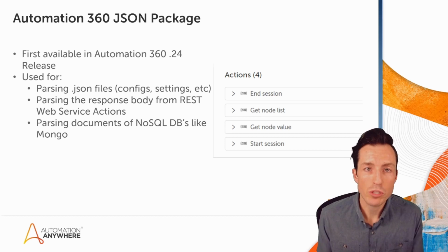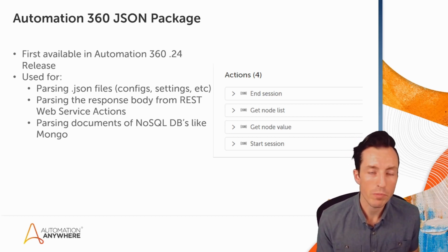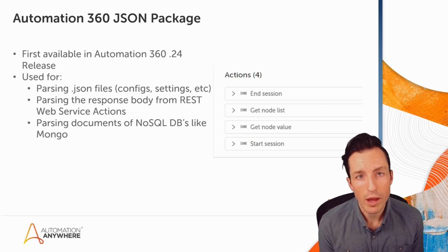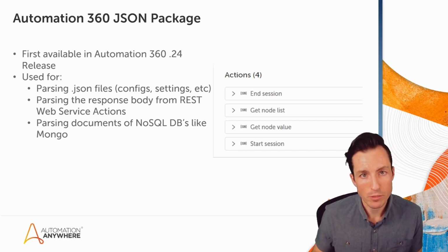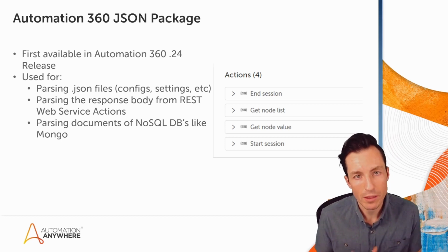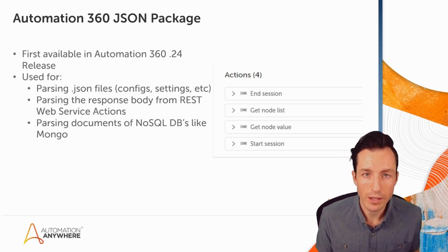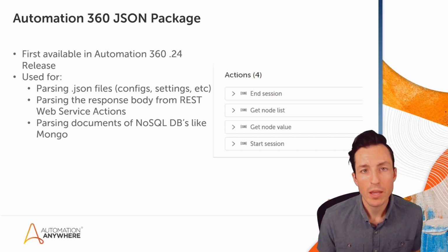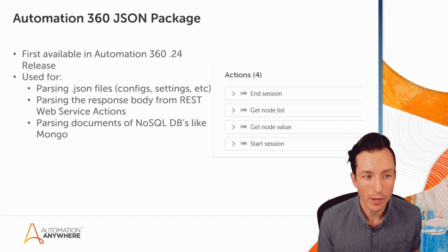Another, and probably the most common use case of using this particular package, is parsing a response from the REST web service actions. So if I make a GET call with my REST web service package, I can then receive back a response body. That response body will come to me in the form of JSON. This JSON package enables me to parse that response and make sense of whatever data is in there. We're going to take a look at a JSON sample response here in a little bit, and we'll talk about exactly how we can get all of the data out of that particular response body.